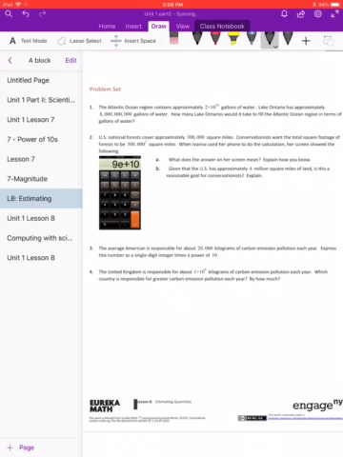Problem set. The Atlantic Ocean contains this many gallons of water. In the U.S., they use gallons, not liters. Lake Ontario has about that many gallons, 8 billion gallons. How many Lake Ontarios would it take to fill the Atlantic Ocean?